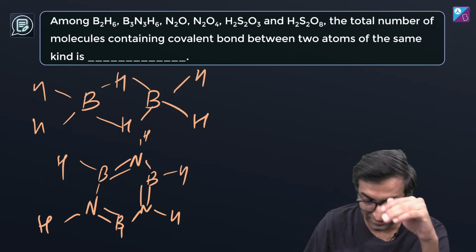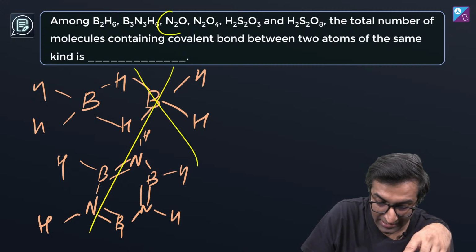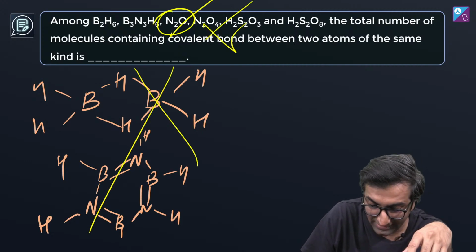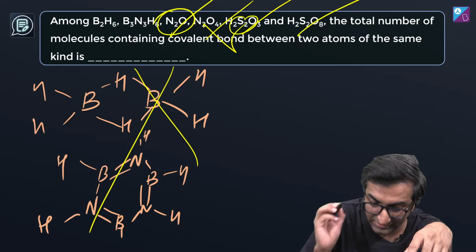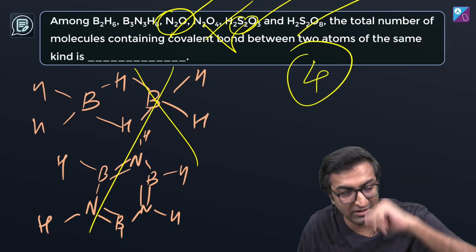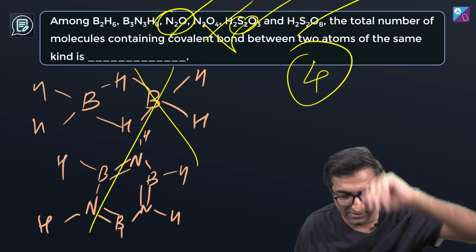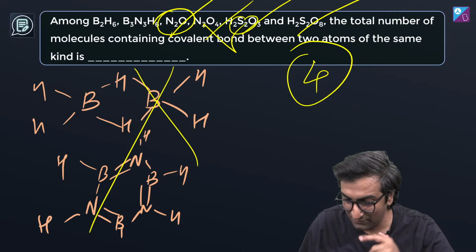Not these two. N2O, yes. N2O4, yes. H2S2O3, yes. H2S2O8, yes. Answer is 4. What do you think? Yes, Zainab, thank you. Answer is 4. पहले दो में नहीं है, बाकी में सब में है.